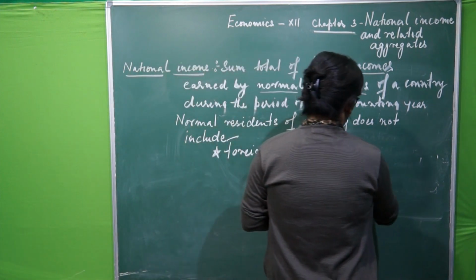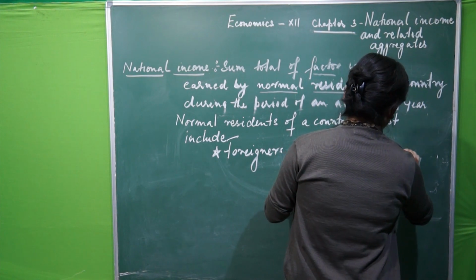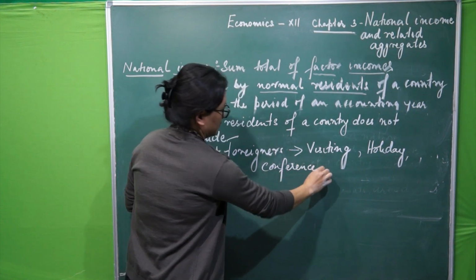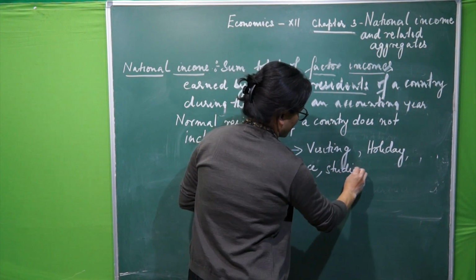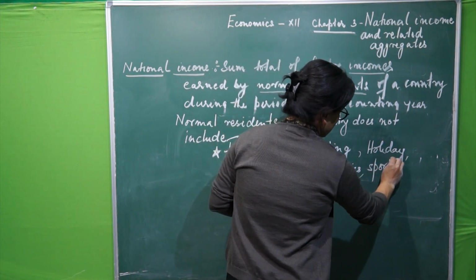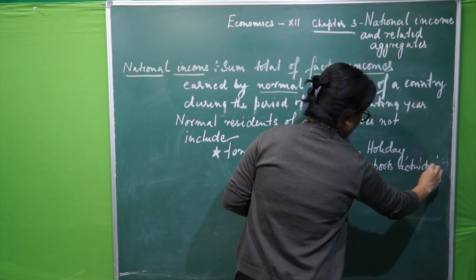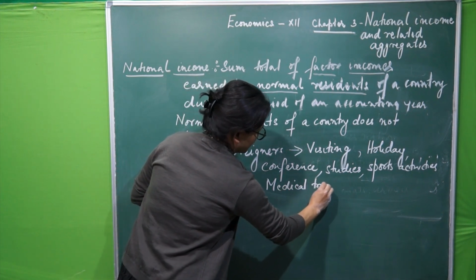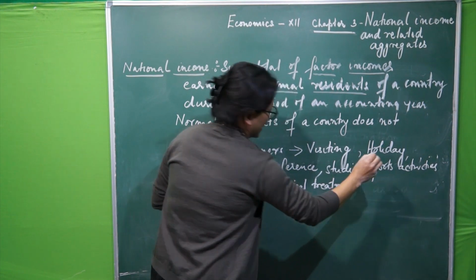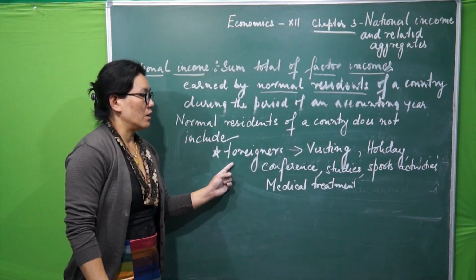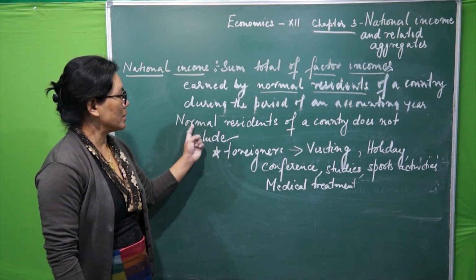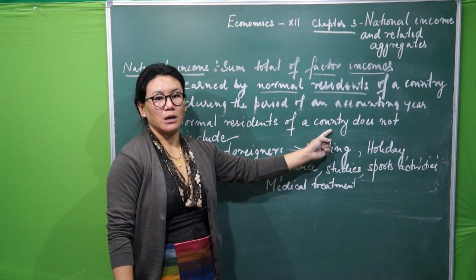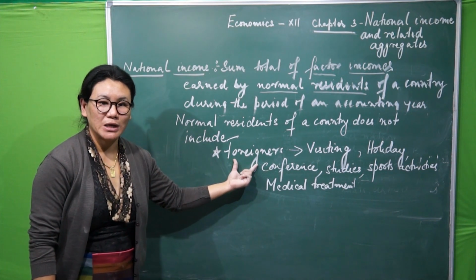Say for example, holiday purpose, conference, for studies, for sports activities, for medical treatment, etc. These people will not be the normal residents of, say for example, India. Okay, these people will not become the normal residents of India.